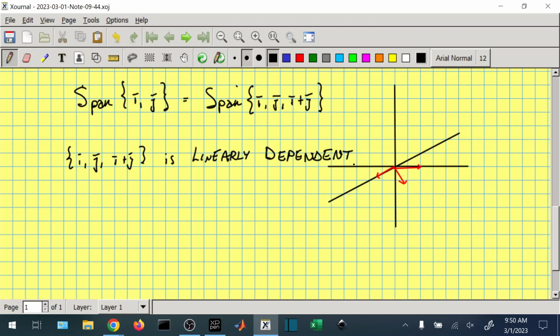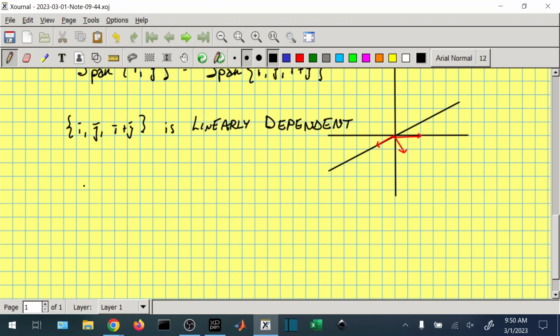Now, how do we compute that? How are we going to do that in our homework problems? Well, let's form a matrix that has i hat, j hat, and i hat plus j hat. Right? Isn't this the correct matrix? Is this matrix already in reduced row echelon form? Yeah. And doesn't it have a free column? And isn't the third column 1 times the first column plus 1 times the second column?